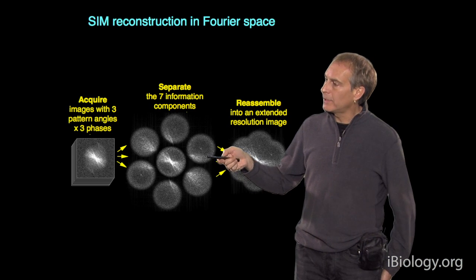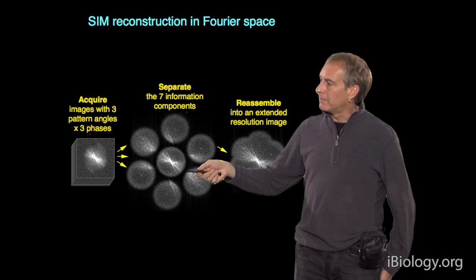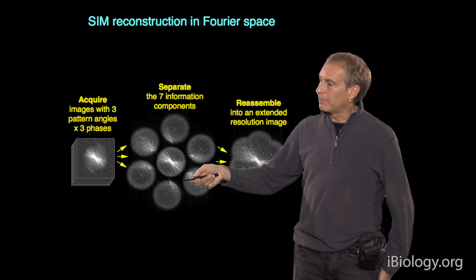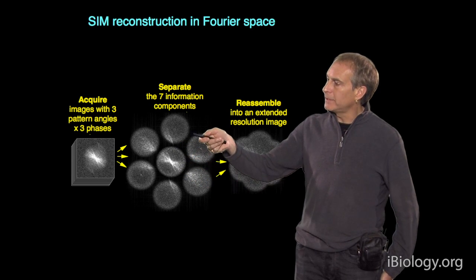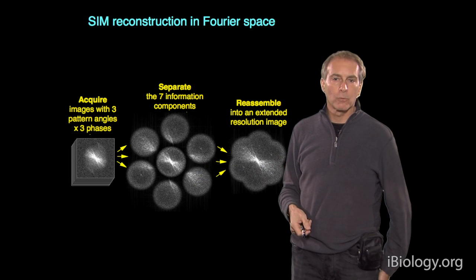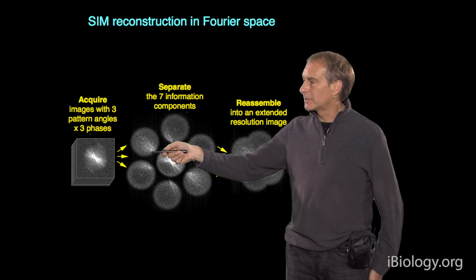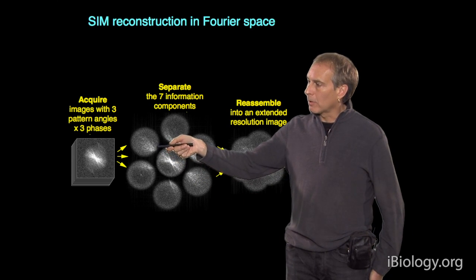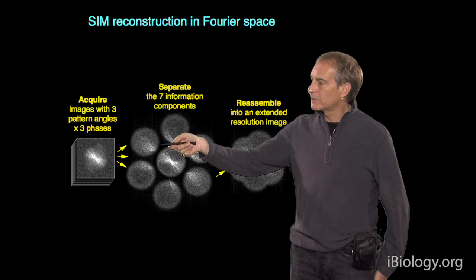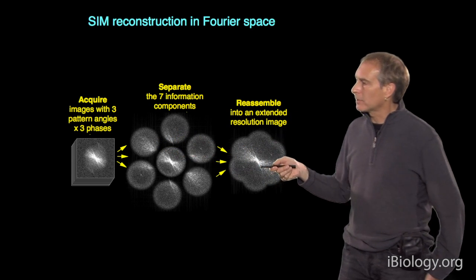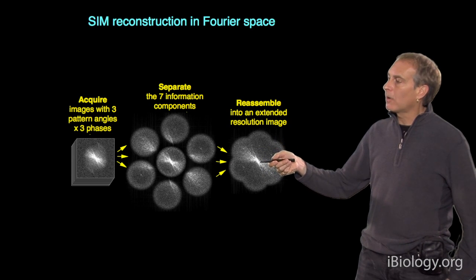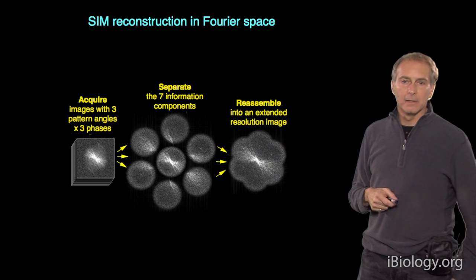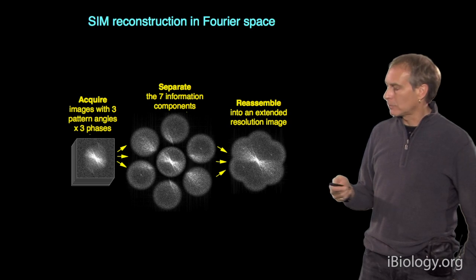And so when we do this, for example, we have 7 different components. There's a central component like you would normally observe, and each of the displaced components, this is done with 3 different orientation angles, where you can see new components that have been reconstructed that go to much higher resolution. And when we put all that together, we now have a Fourier transform that extends twice as far as what would have been observable in a conventional microscope.